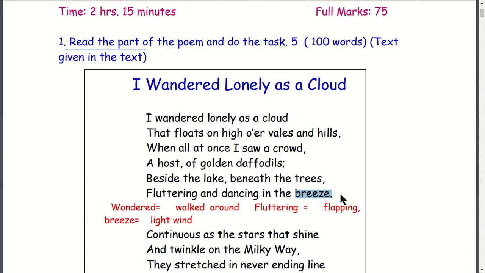Then what was the music there? If there is dancing, there must be music. Who was playing the music? In this sense, the wind was playing the music, and the flowers were dancing. It was beautiful. The poet describes nature here. This is a part of nature: flowering, daffodils, dancing, breeze. These are nature.